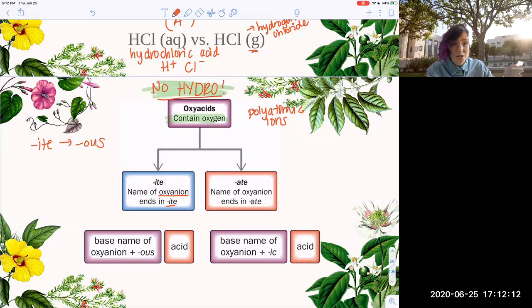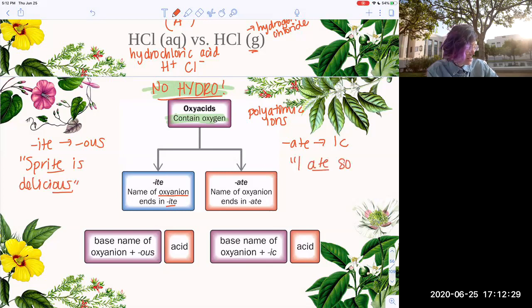But they get special endings. If the ending is "ite," it turns to "us." If the ending is "ate," it turns to "ic." And I remember this because Sprite is delicious, and I ate something icky. Or I have a colleague, she says, I ate something and it made me sick. Ate, ic. Ite, us.